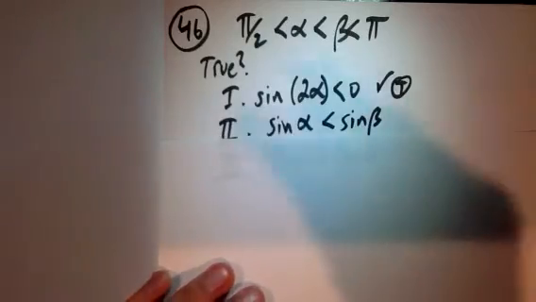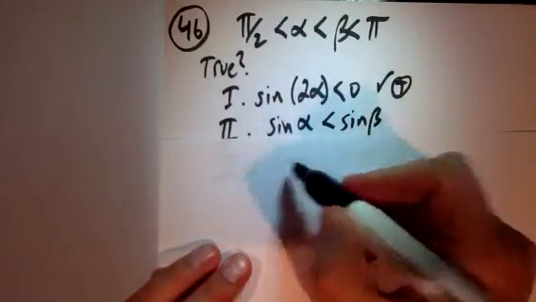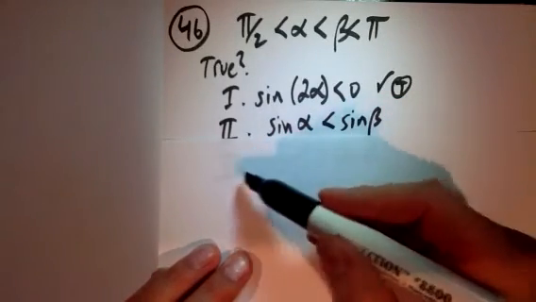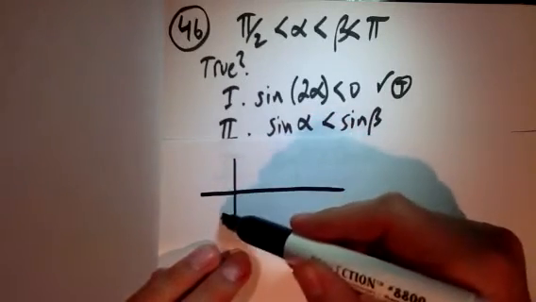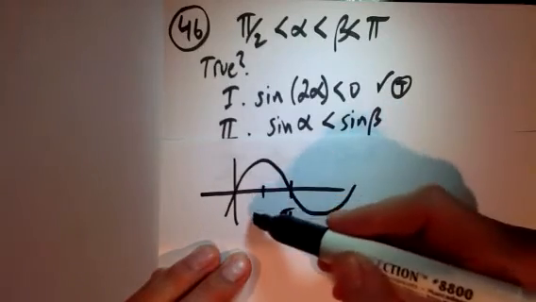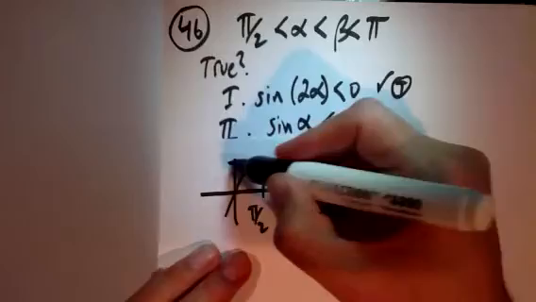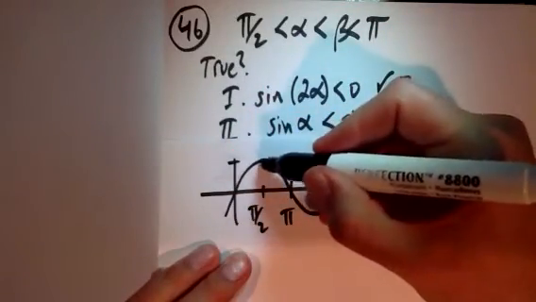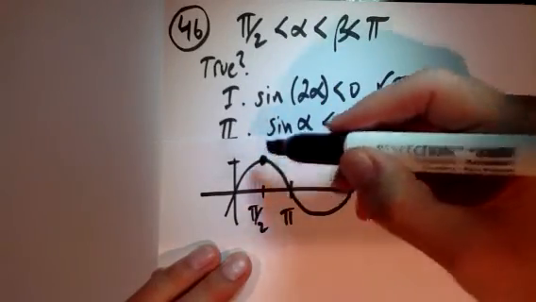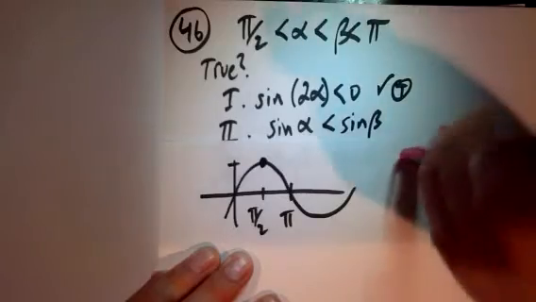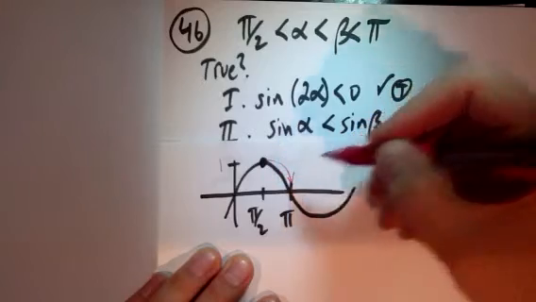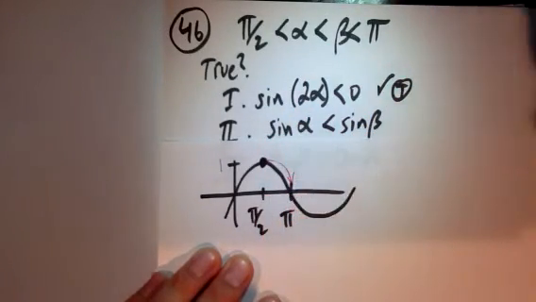Now let's take a look at the next one. Is it true that sine of alpha is less than sine of beta? We'll look at a sine wave. What's happening with our sine ratio values between pi over 2 and pi? Well, at pi over 2, the sine of pi over 2 is 1, and then the values all go down from there between pi over 2 and pi.